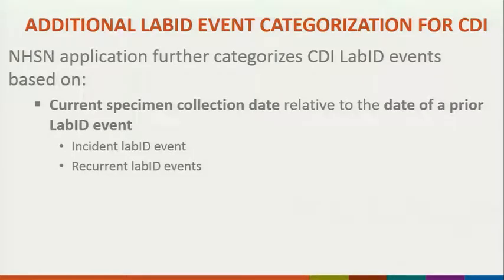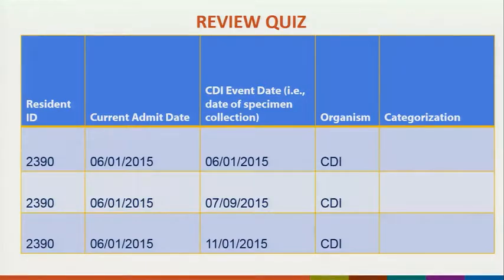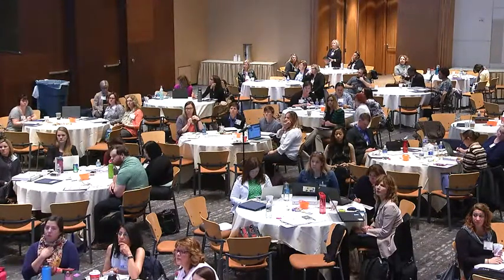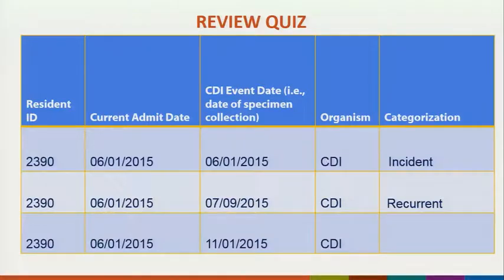So here I have a little quiz. To illustrate, in this example, we have a resident with a CDI event with a specimen collection date on June the 1st. About 5 weeks later, on July 9th, the resident has a positive lab ID test. Is this an incident or recurrent event? Who says incident? Recurrent? And we're looking at the second line, sorry. So July 9th, incident or recurrent? Recurrent? So this would be a recurrent event because it falls between 2 to 8 weeks since the last lab ID event on June the 1st.